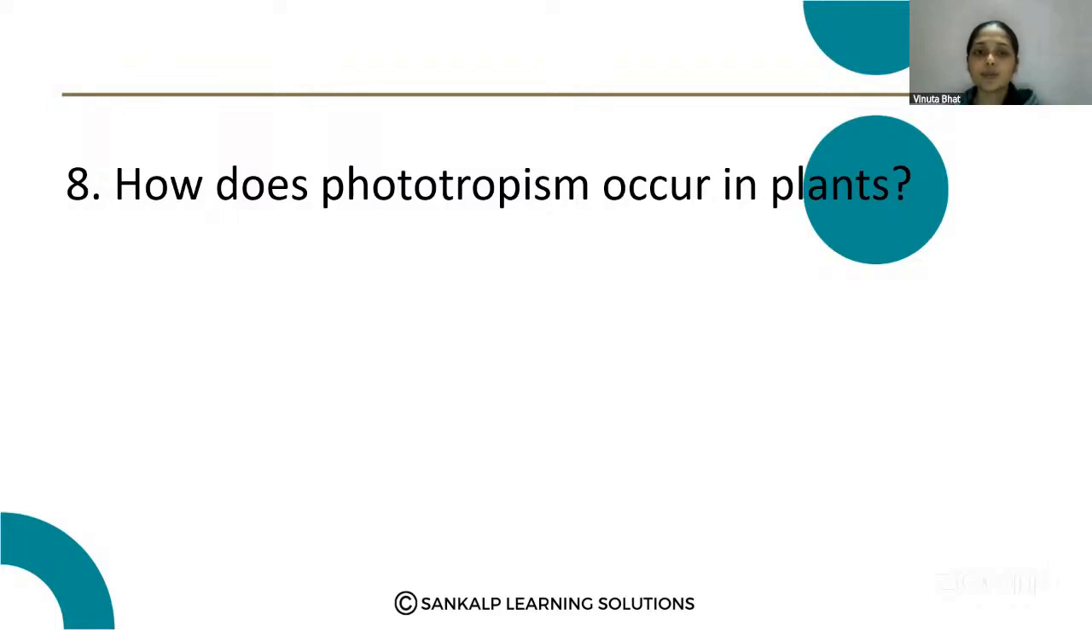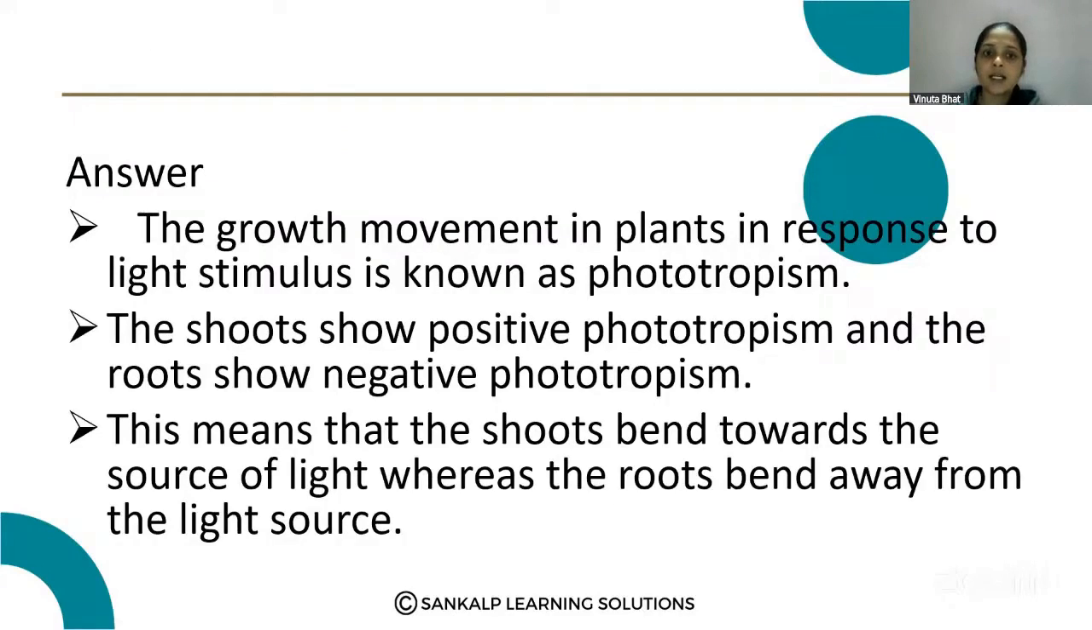How does phototropism occur in plants? The growth movement in plants in response to a light stimulus is known as phototropism. Phototropism means the plant responds to the light. The shoots show positive phototropism and the roots show negative phototropism. This means that the shoots bend towards the source of light whereas the roots bend away from the light source.